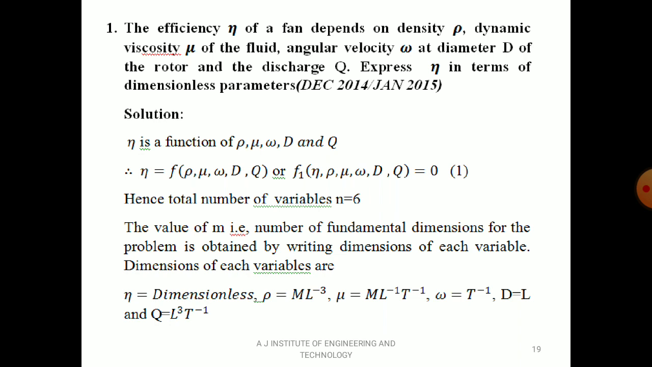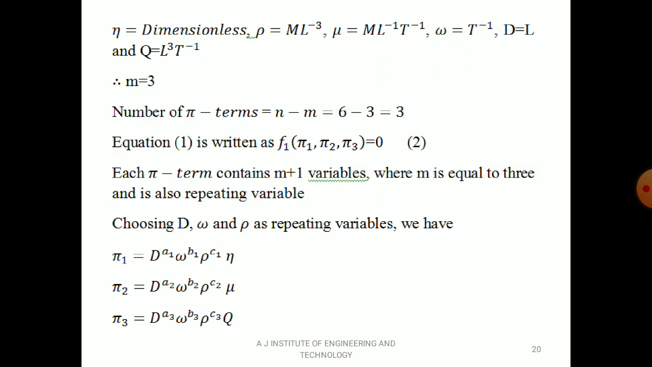So we can see here M, L and T terms. So m, the number of fundamental dimensions, is equal to 3. According to the pi theorem, the number of pi terms is n minus m, that is 6 minus 3, equal to 3. So we have 3 pi terms: pi 1, pi 2, pi 3. So equation 1 can be rewritten as f1 of pi 1, pi 2, pi 3 equal to 0. Take it as expression 2.